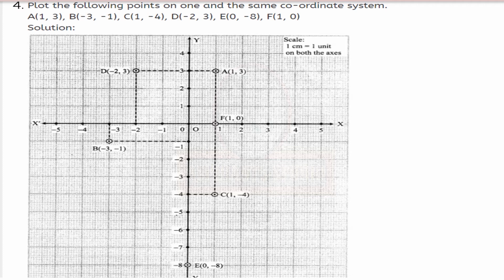Point A has coordinates, x coordinate is 1 and y coordinate is 3. X coordinate is -3 and y coordinate is -1 in point B. X coordinate is 1 and y coordinate is -4 in point C. X coordinate is -2 and y coordinate is 3 in point D. X coordinate is 0 and y coordinate is -8 in point E. X coordinate is 1 and y coordinate is 0 in point F.